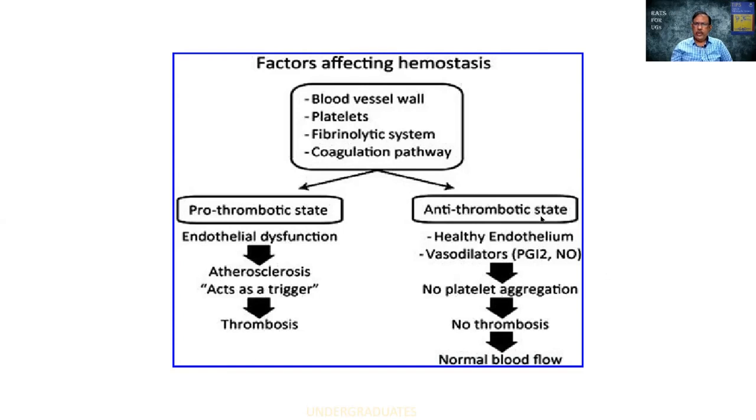There is also something called an antithrombotic state. Antithrombosis means in normal individuals, this is there. There is a healthy endothelium. We can otherwise call it a normal intact endothelium. Vasodilators such as prostaglandin and nitric oxide. No platelet aggregation. If you take our blood, the platelets will not be aggregated. There is no thrombosis and a normal blood flow continues. Look at the beautiful balance that we have got within our vasculature.